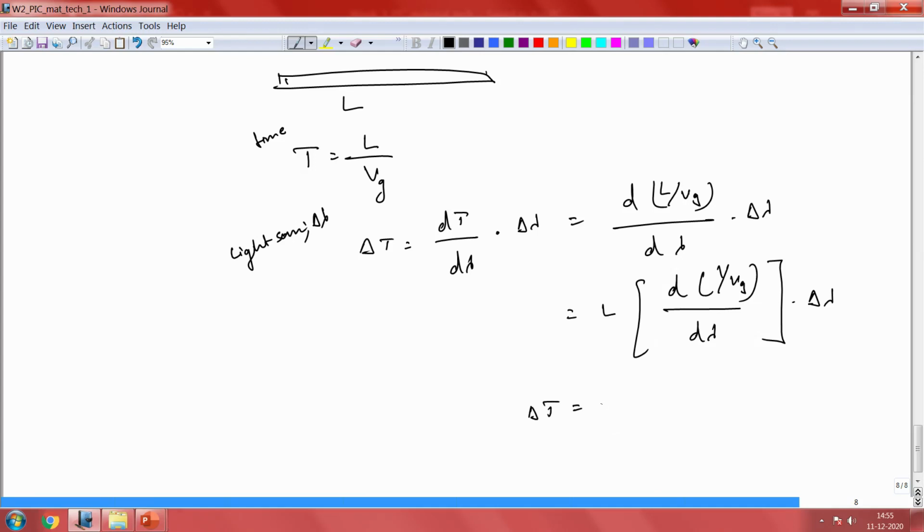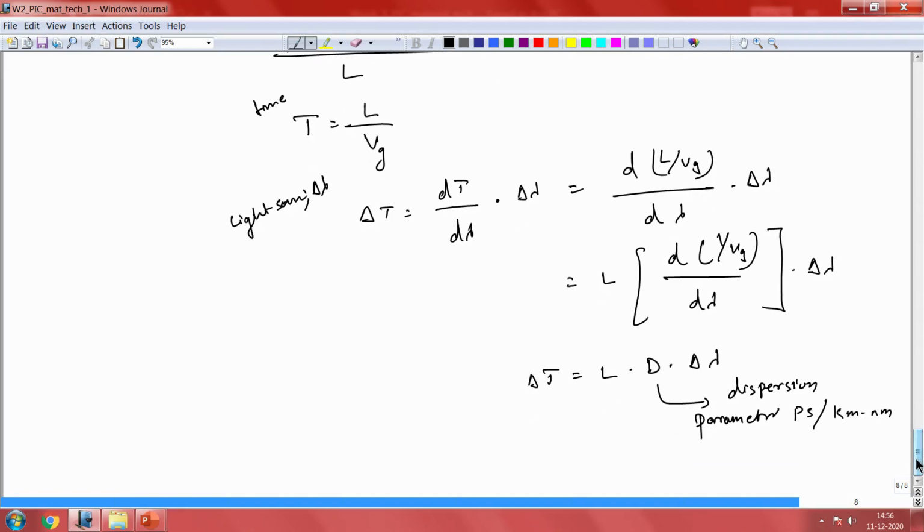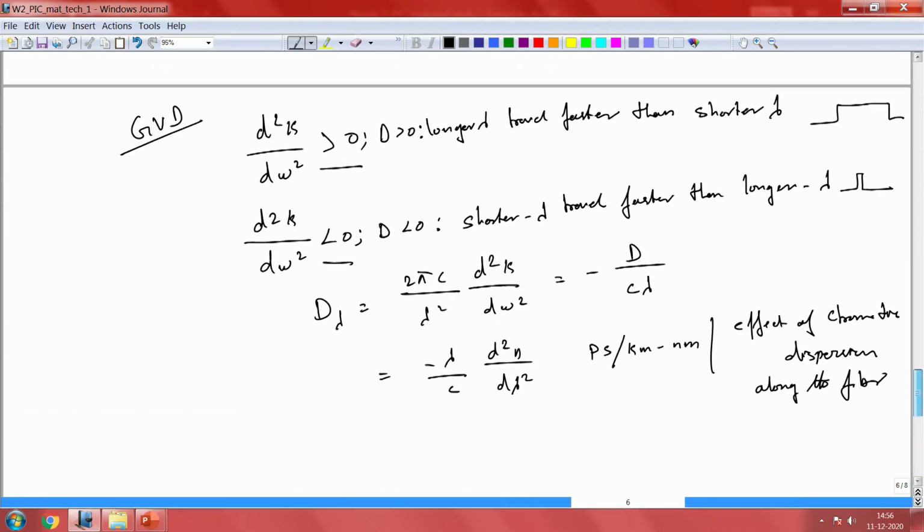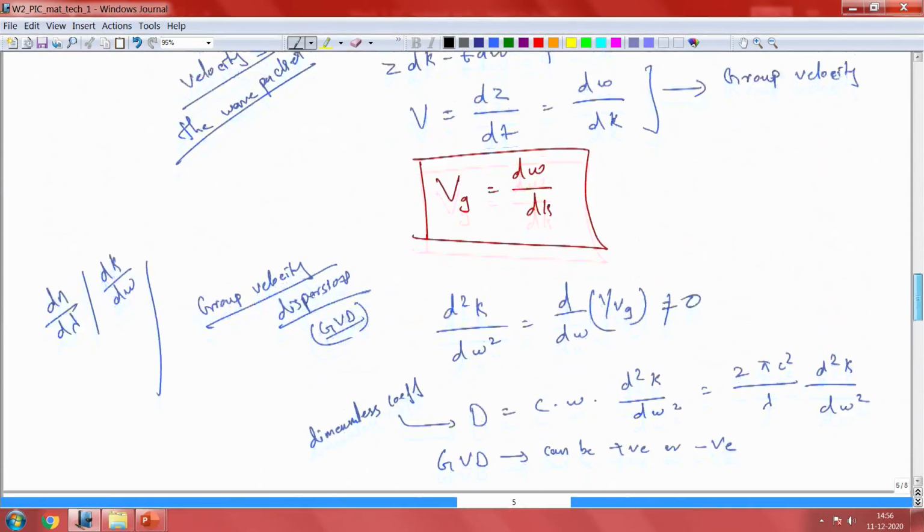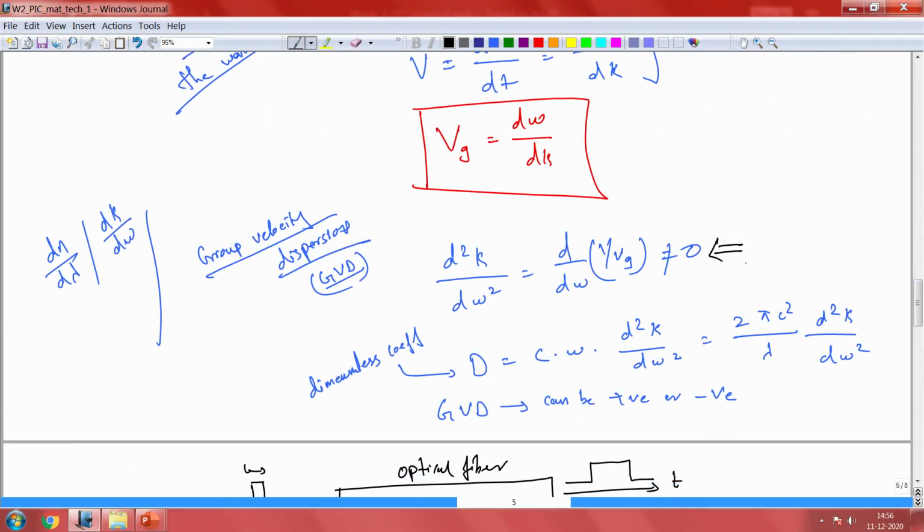And you can already see that this delta t is equal to D times L times delta lambda, right, where D is nothing but your dispersion parameter, which we have already seen in units of picosecond per kilometer nanometer. So, now we can write this D, and we already saw how D is represented. Let me pull up our earlier relation. So, you remember this, right.